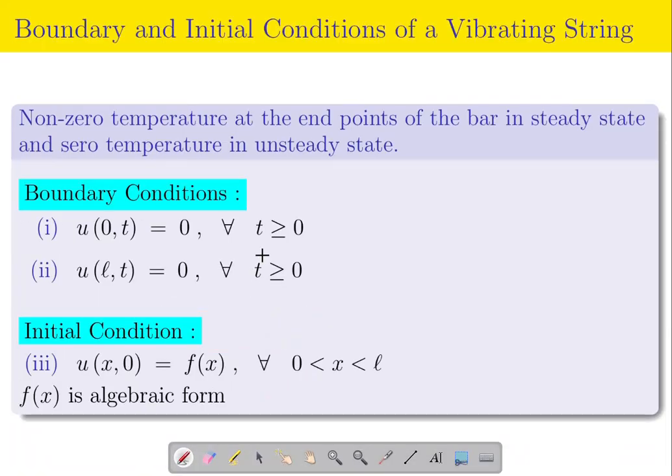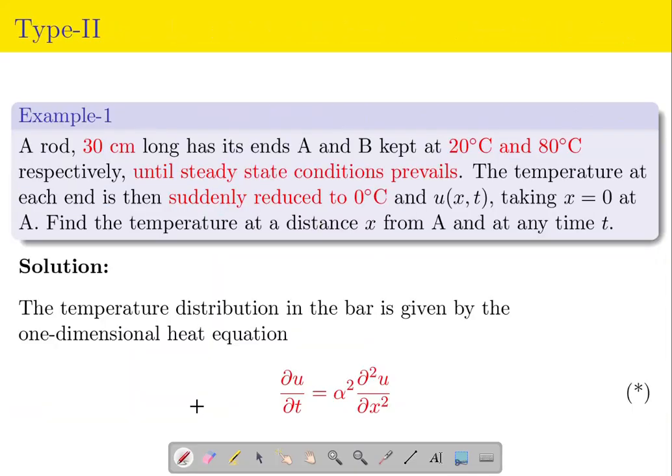So the boundary conditions: non-zero temperature at the endpoints of the bar in steady state and zero temperature in the unsteady state. So the boundary conditions are u of 0 comma t is equal to 0 and u of L comma t is equal to 0, for t greater than 0. So both the ends are 0, both the temperatures are 0. Then u of x comma 0 is equal to f of x, for all x between 0 and L. So here also f of x is in algebraic form. Hereafter, in types 2 and 3, f of x should be only in algebraic form. There is no trigonometric form.